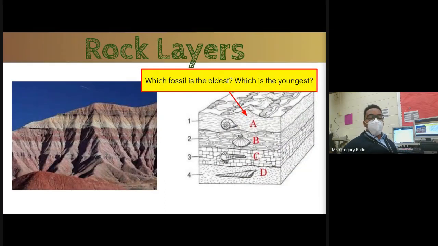All right, so the rock layers are obviously an important aspect of being able to look at this fossil evidence. So in the image on the right, you can see 4 layers. Which layer is the oldest, do you think? Yeah, number 4, also labeled as D. So which is the youngest in that case? Number 1, also labeled as A.